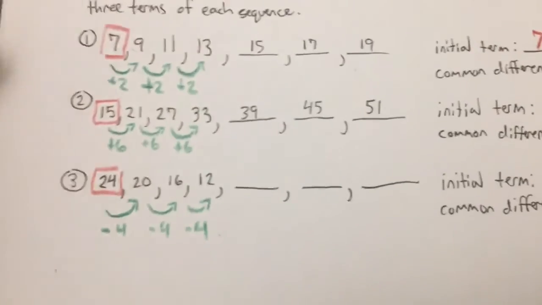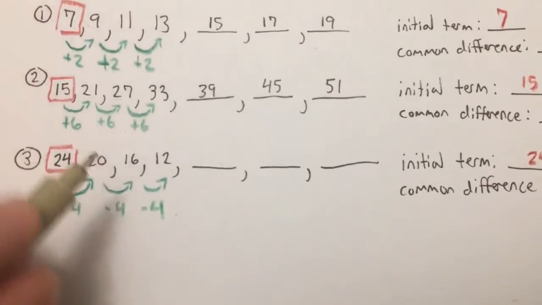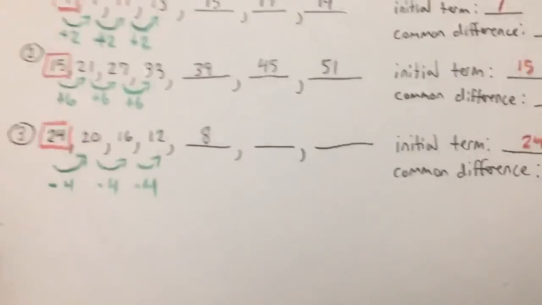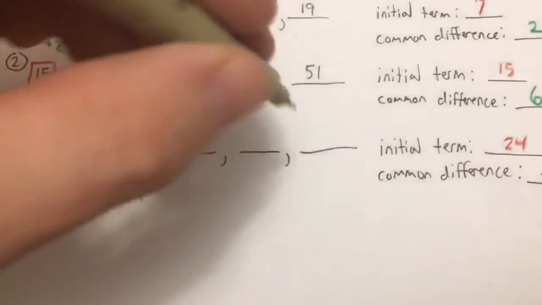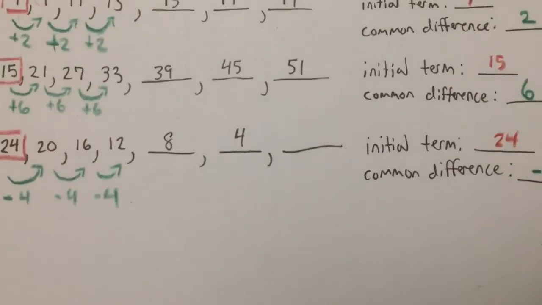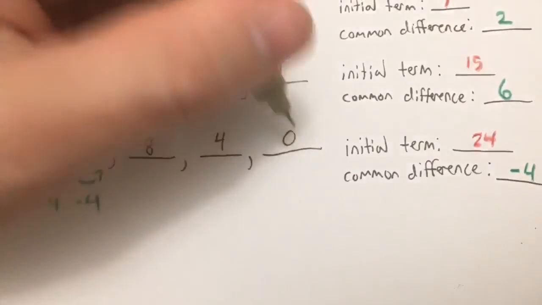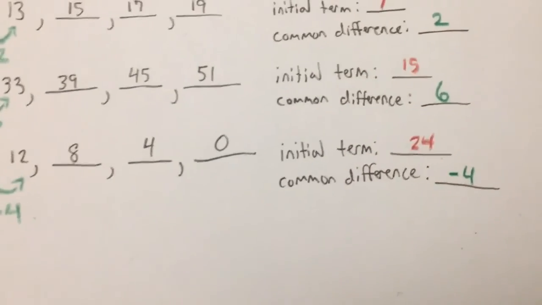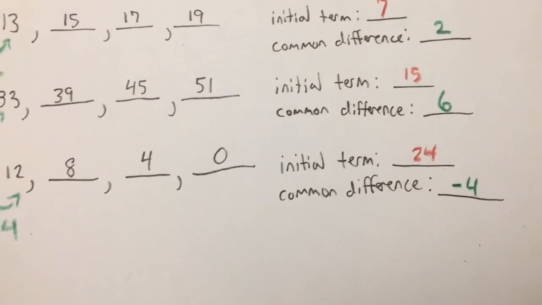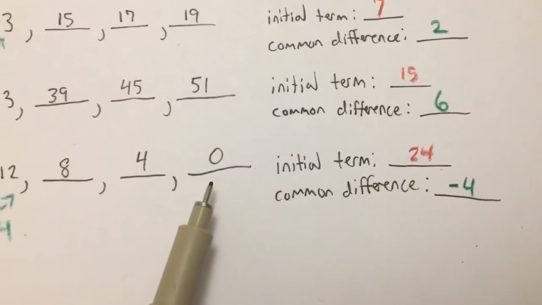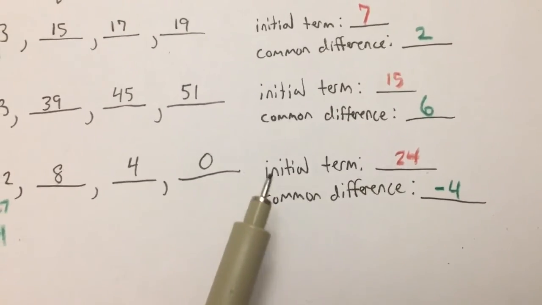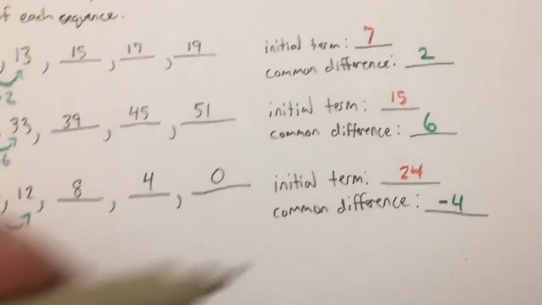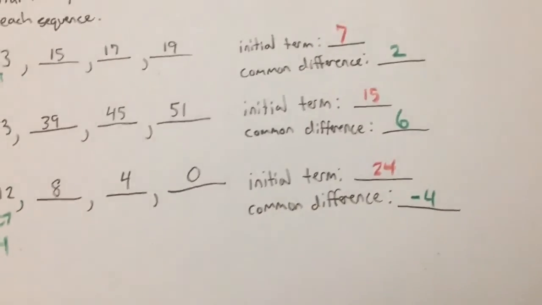So the next 3 terms of this sequence, well, 12 plus negative 4 would give us 8. Then 8 plus negative 4 would give us 4. And then 4 plus negative 4 would give us 0. Now, could you keep going with this? Absolutely, you certainly can. So this last term that we found here was the 7th term. So if I wanted to find the 8th term, then I would do 0 plus negative 4. And that would give me negative 4, then negative 8, and so on and so forth.